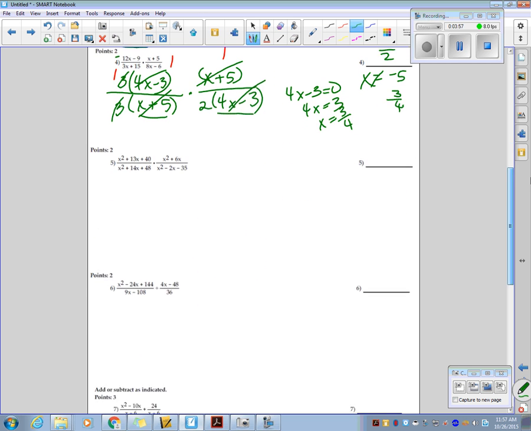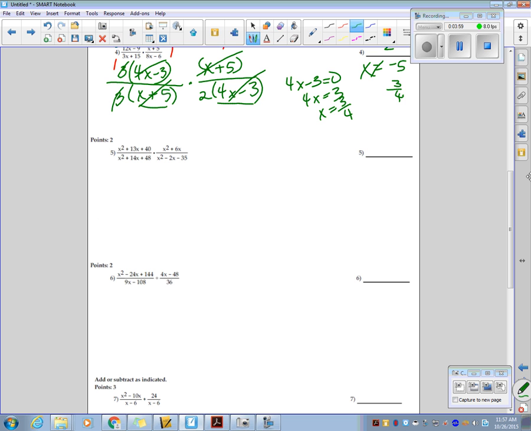Okay, moving on to question number 5. We want to factor here. And so we factor the first one as x plus 8 and x plus 5, and the bottom as x plus 6 and x plus 8. And even though it says multiplication, we are factoring. It's x times x plus 6 and x minus 7, x plus 5.